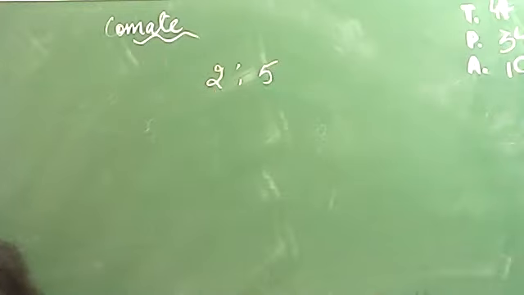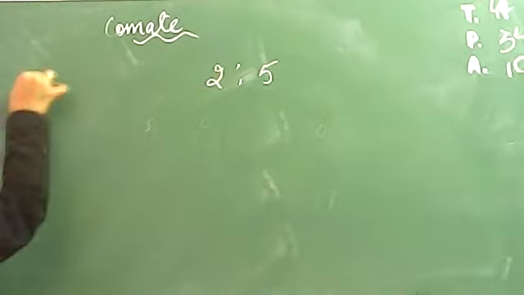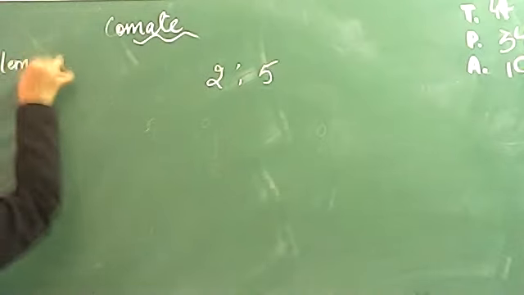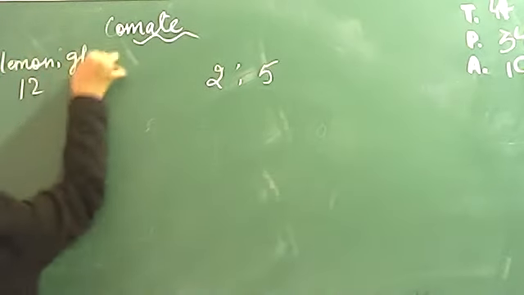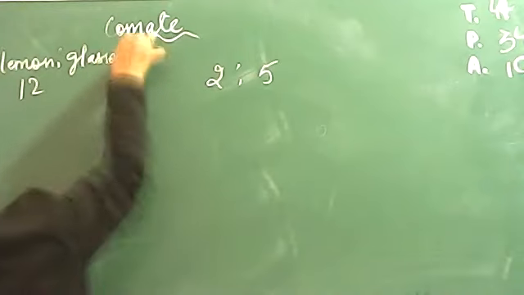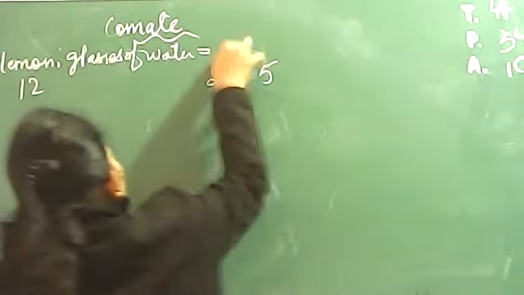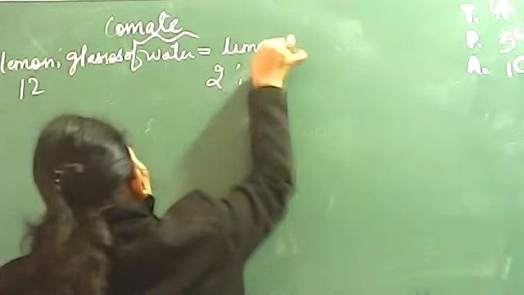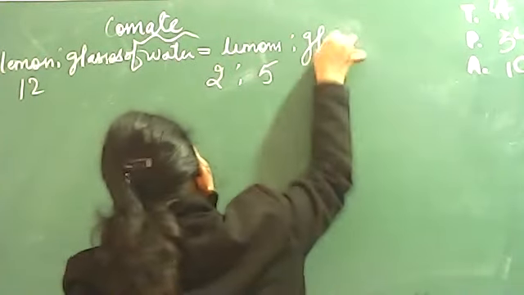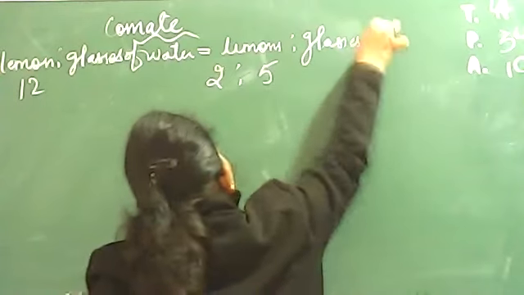Okay, now it is telling in the question how many glasses of water will he mix with 12 lemons. It means here we know the lemon part because the first one is lemon, the second one is glasses of water. Okay, equal to here also lemon and the ratio is here glasses of water. Just a minute.